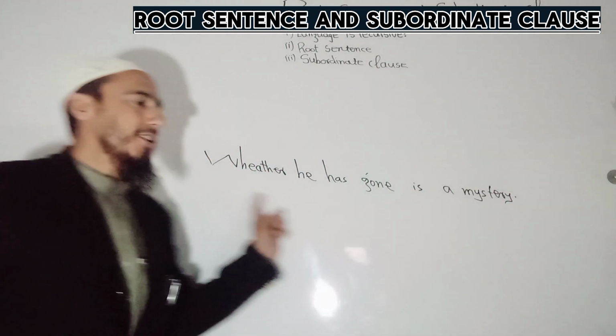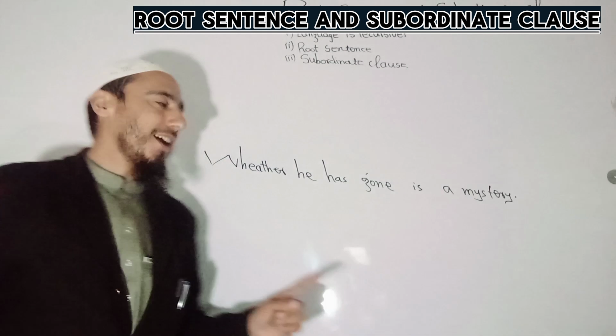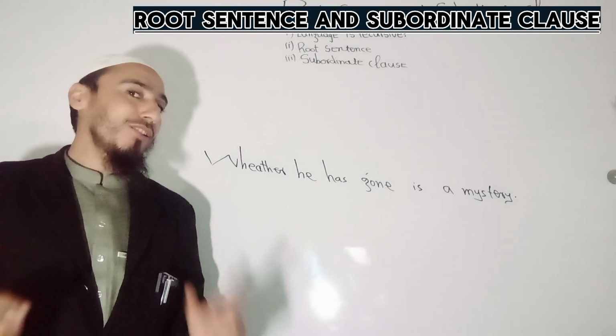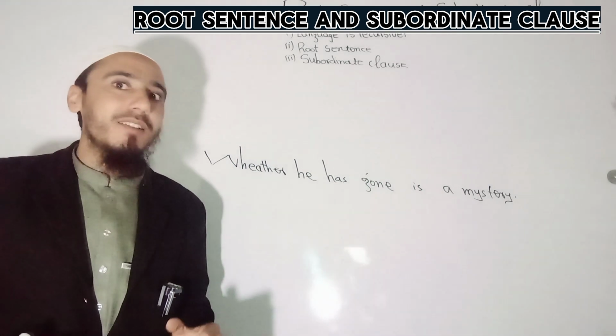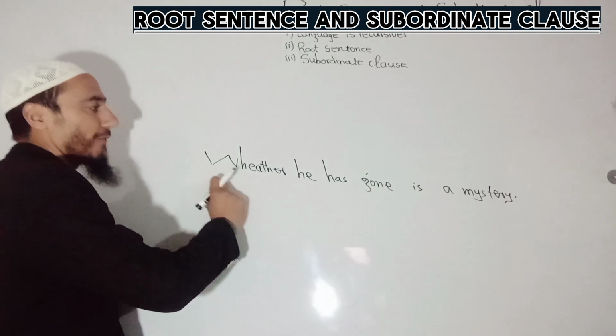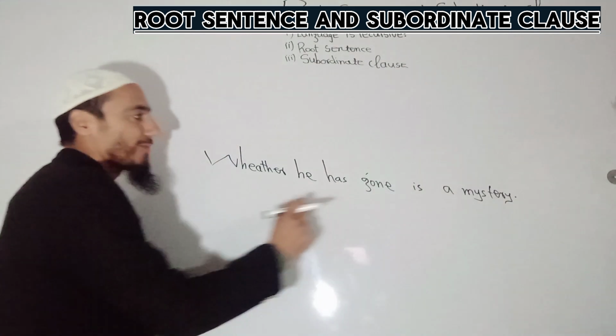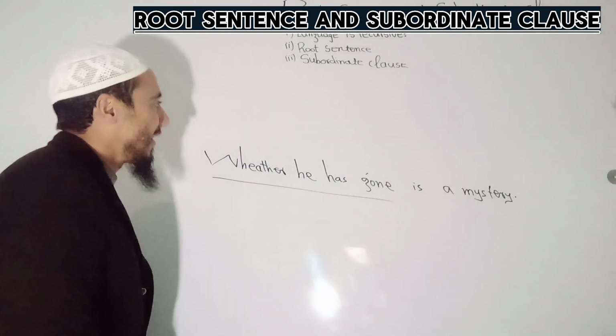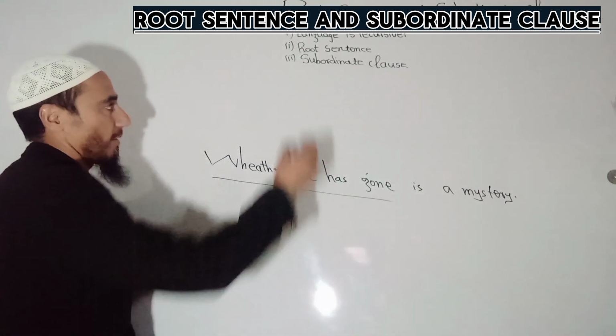Now, this sentence shows that a subordinate clause can be directly under a sentence. So here you see "whether he has gone." What is it? It is a subordinate clause. Now let me draw the tree structure of it.